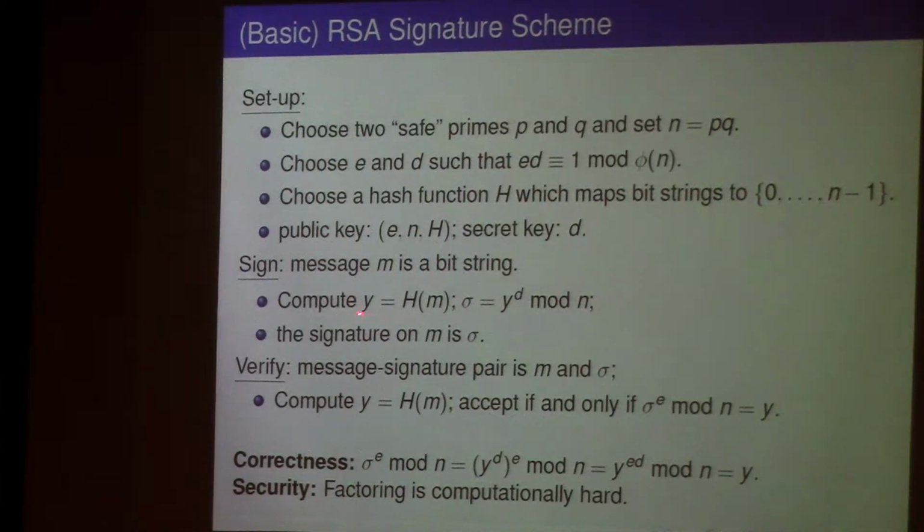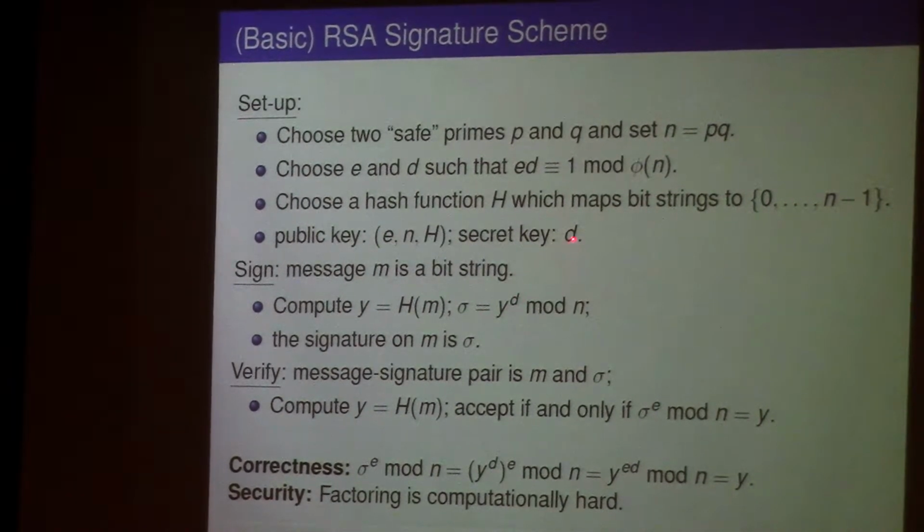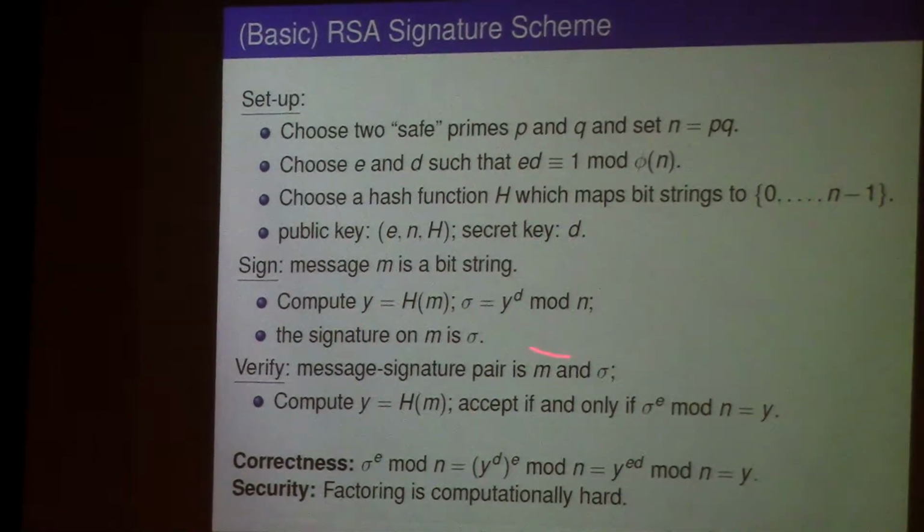How to sign? Well, your message m is a bit string. You first hash it to get an integer between 0 and n minus 1, call it y, and then just raise y to the power d. d is the signing key. So y to the power d mod n, well, this is the signature. Signature on m is sigma.